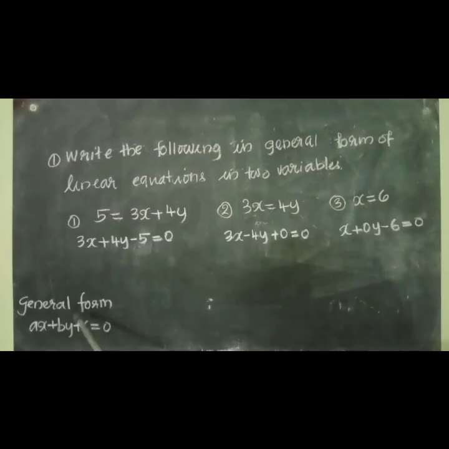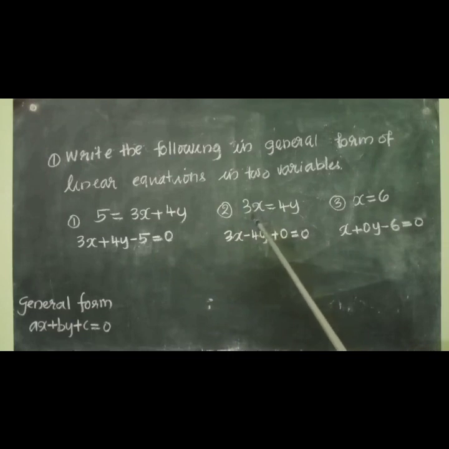The general form is ax plus by plus c equal to 0. Here 3x plus 4y is in this side. We can take this 5 also to right side. We get 3x plus 4y minus 5 equal to 0. Now a equal to 3, b equal to 4, c equal to minus 5.